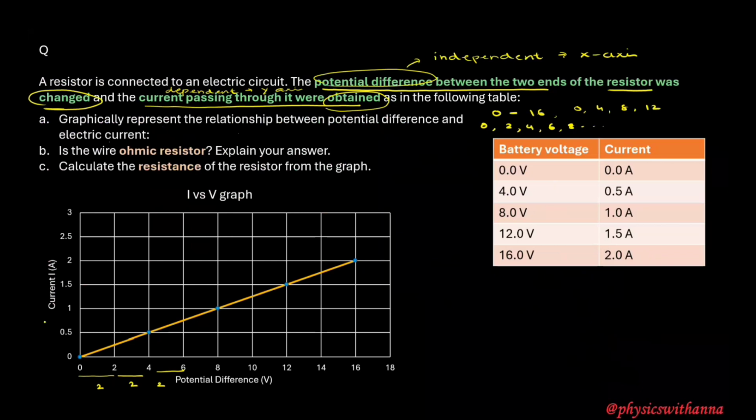You do the same thing along the y-axis. Along the y-axis, I have the values of current. The interval over here is 0.5, which means the difference between each consecutive value will be 0.5 ampere. And then you plot the points.